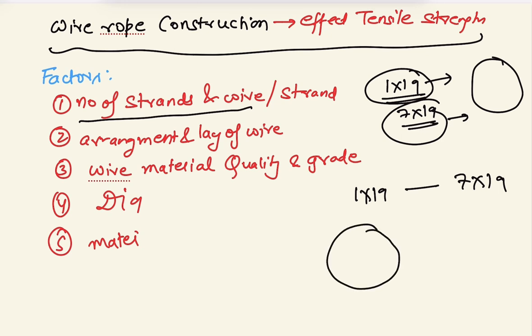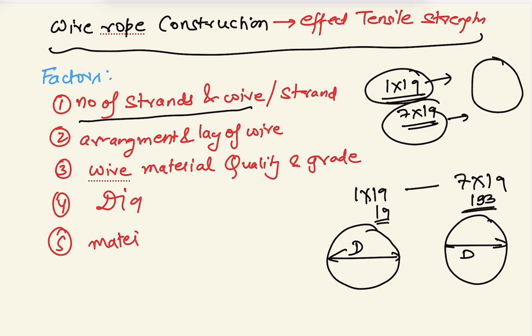The diameter is the same, but here the number of wires present is 19, and here the number of wires present is 133. This means that the diameter of these 133 wires will be thinner, and these 19 wires will be thicker.